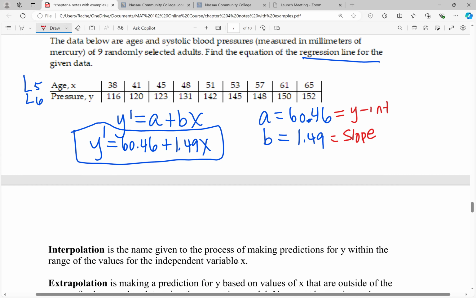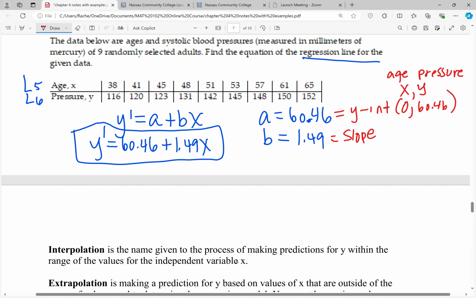So remember, whenever I have a y-intercept, the x value is 0, right? And then the y value is whatever b is, or a in this case. This is what we're using for the regression equation. So the 60.46. Now, x is age, and y is your blood pressure. So this kind of implies, right, at age 0 when you're born, your blood pressure is 60.46.